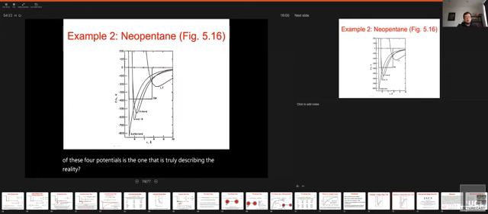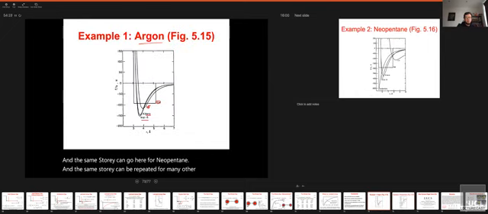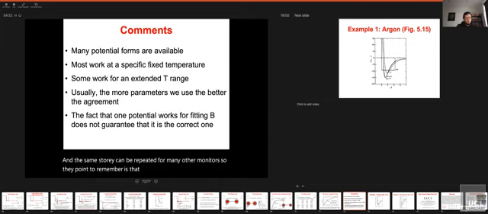And the same story can go here for neopentane, and the same story can be repeated for many other molecules. So the point to remember is that yes, we are able to reproduce some experimental data, but we don't have a unique function that reproduces those experimental data. And if we were to look at other types of experiments, diffusion coefficients, for example, we will still be able to reproduce them, but the parameters that we extract to reproduce those properties are, in general, different than the parameters that we need to reproduce second virial coefficients.